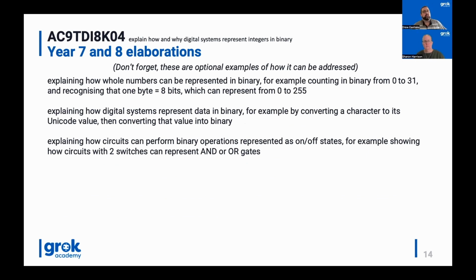And then again, for the how and why digital systems represent integers in binary, you can see there that we've got counting in binary from 0 to 31, and talking about bytes into bits from 0 to 255. We're looking at how digital systems represent data in binary, so by converting a character and then converting that again. And we're looking at how circuits can perform binary operations as on-off states, showing how circuits with switches can represent AND or OR gates. So long as students are adequately able to explain how and why digital systems represent integers in binary, that's your choice as a teacher in your classroom.